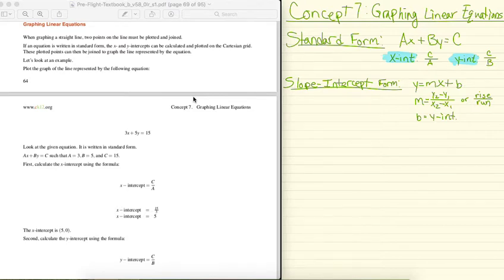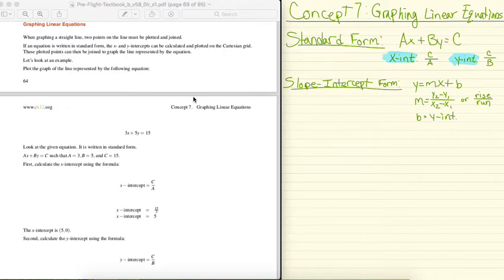Now we have found x and y intercepts in the past, going through that process of plugging 0 in for y and solving for x, or plugging 0 in for x and solving for y if we're looking for the y-intercept. And this is just a shortcut method of doing the exact same thing.